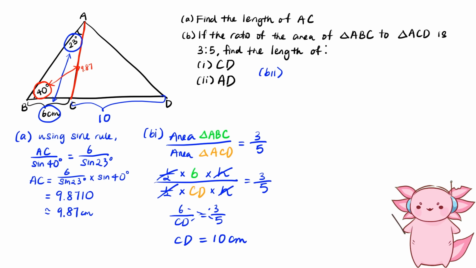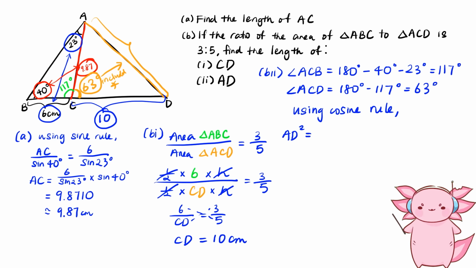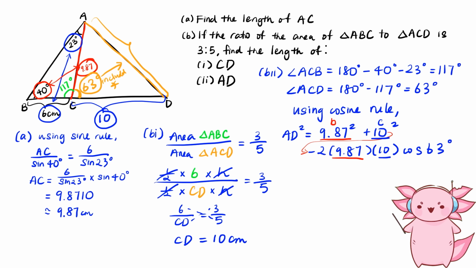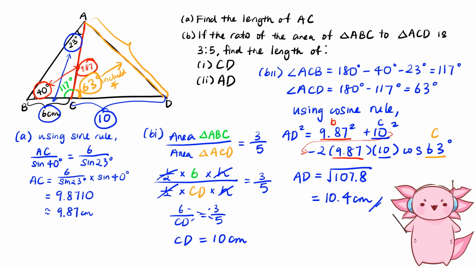We can actually find the angle of ACD by doing 180 minus these two angles over here, and we can just do 180 minus it again to get 63 degrees. Or if you're a 200 IQ axolotl like me, you can use the exterior angles of triangle property. Now since there's two lengths and this angle is chilling in the corner like this, we can use the cosine rule to find the opposite side AD over here. So B and C are the lengths over here, and the angle C is 63 degrees, and we can get the final value of AD to be 10.4 cm.